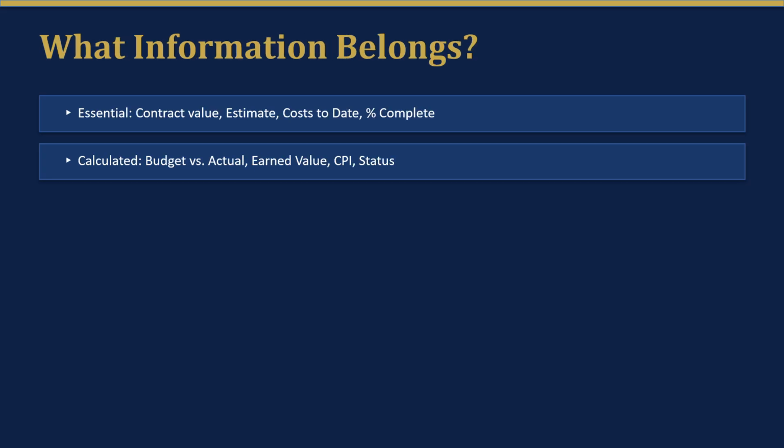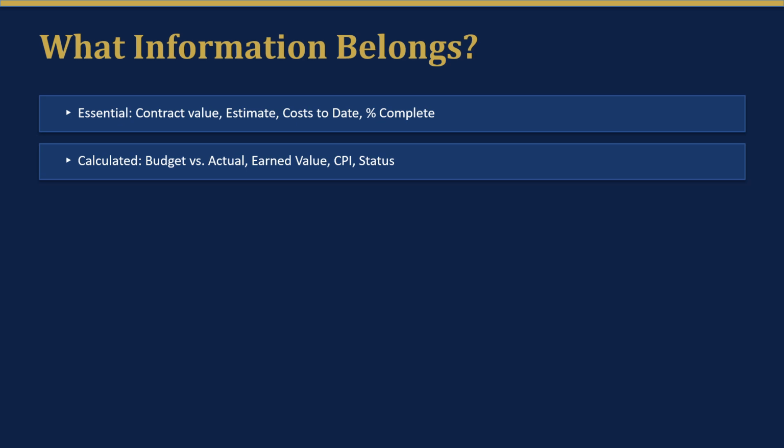So what information belongs on your dashboard? You need 2 types of information. First, the essential raw data you pull from your job cost report: contract value, your estimated total cost, costs to date, and the verified % complete from the field. Everything else flows from those 4 numbers.